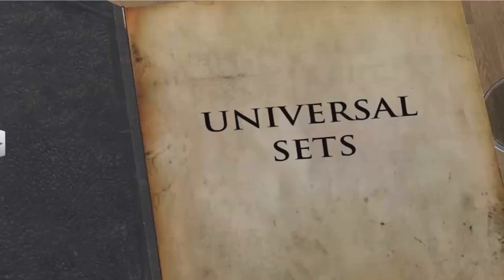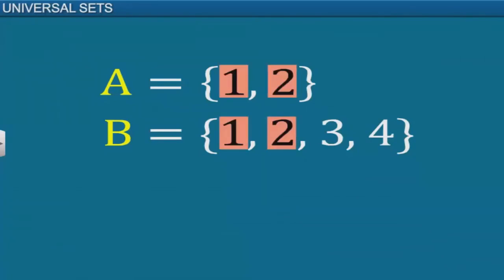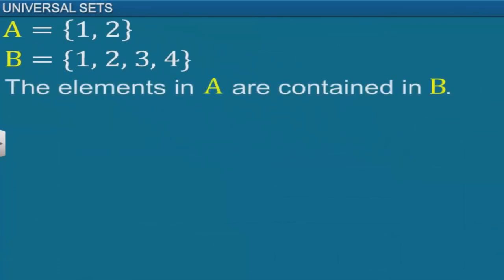In this module, you will learn about subsets, supersets, proper subsets, and universal sets. Suppose we have two sets, A and B as shown. The elements of set A are also present in set B. So, we can say that the elements in A are contained in B. In other words, we can say that set A is a subset of set B. This is symbolically represented as shown.